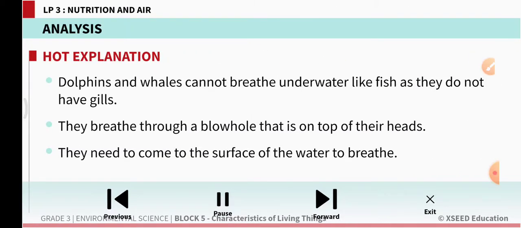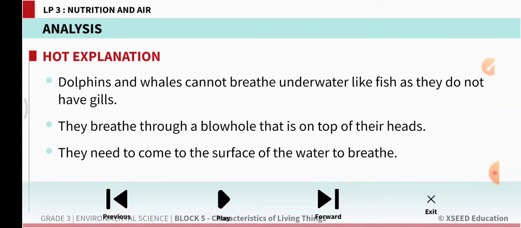Dolphins and whales cannot breathe underwater like fish. They do not have gills. Fish can breathe underwater, but dolphins cannot. Then how can they breathe? They breathe through a blowhole that is on the top of their heads. If you look at the picture of a dolphin, you observe on the head of the dolphin there is a hole. This is called the blowhole. They breathe through a blowhole that is on the top of their heads.